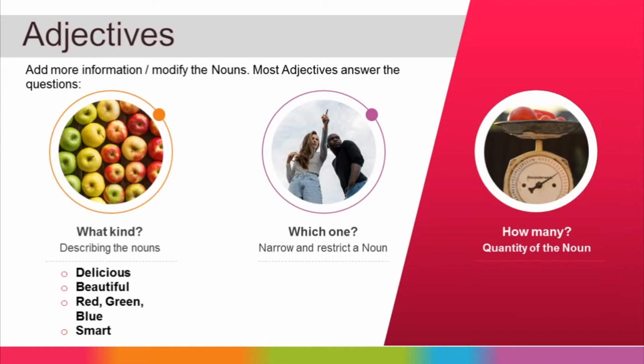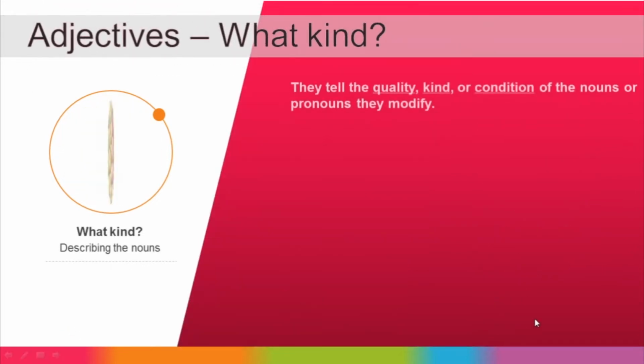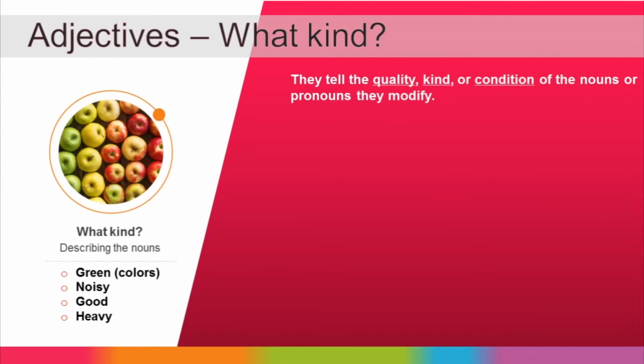Now, examples of adjectives that show what kind in describing the noun are delicious, beautiful, colors such as red, green, and blue, and also the word smart. Examples of adjectives that narrow and restrict a noun are this, that, those, and other. And the adjectives that show the quantity are such as some, two, 40, or each. Now let's look deeper into the adjectives that show what kind of nouns.